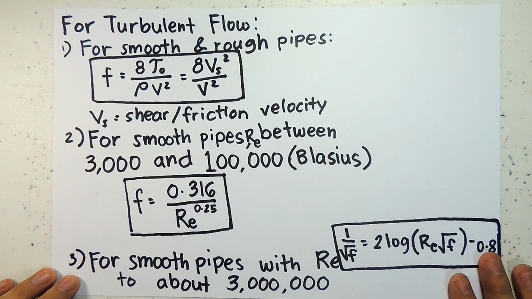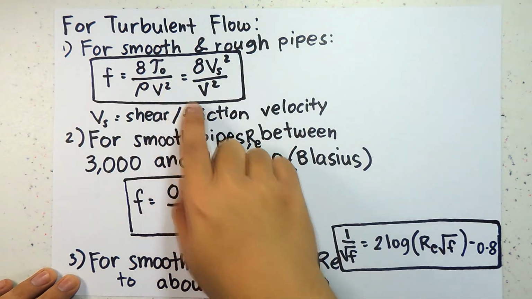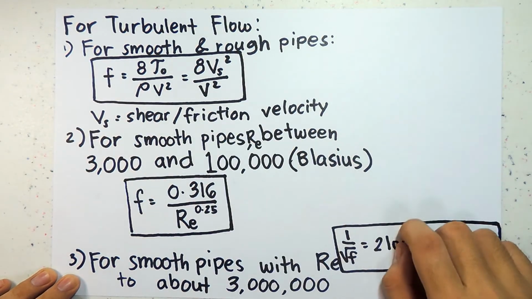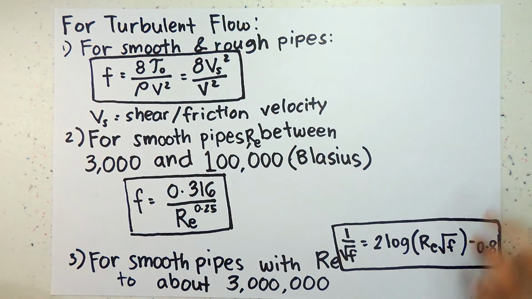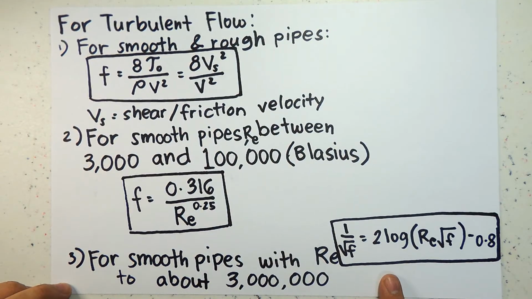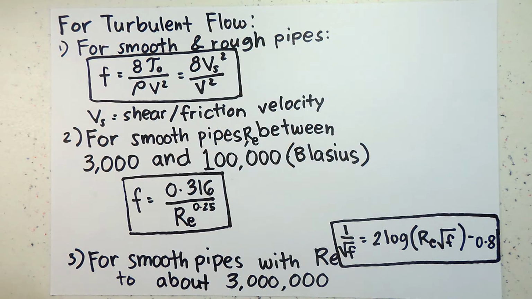So for number 2, yung condition naman is for smooth pipes wherein the Reynolds number ranges between 3,000 to 100,000. So this formula or equation is from Blasius, a German physicist. So yung value ng F is equal to 0.316 over Reynolds number raised to 0.25.